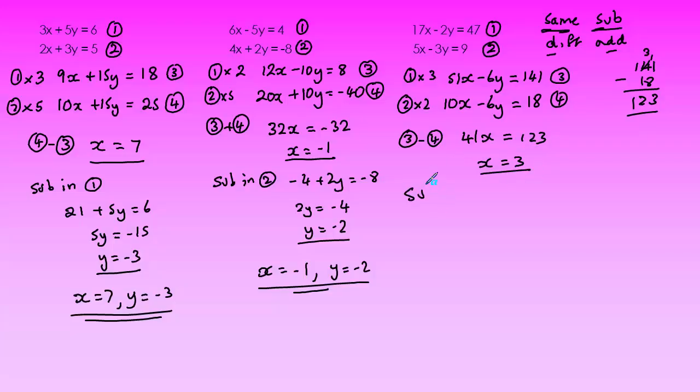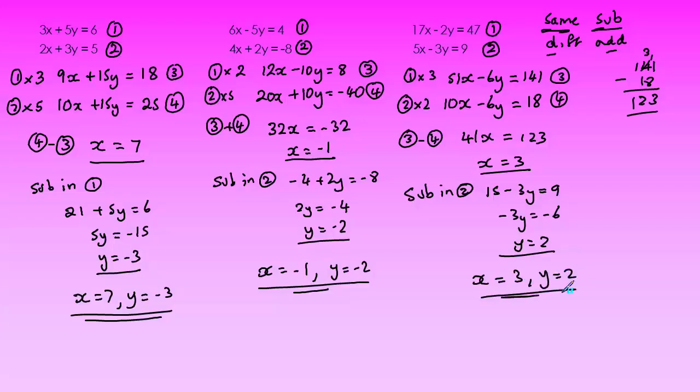So let's sub that into 2. That looks like the easiest equation to work with. So if x is 3, that's 15 minus 3y equals 9. So negative 3y is going to be negative 6. So that gives me that y is 2. So x is 3, y is 2 appears to be the solution.